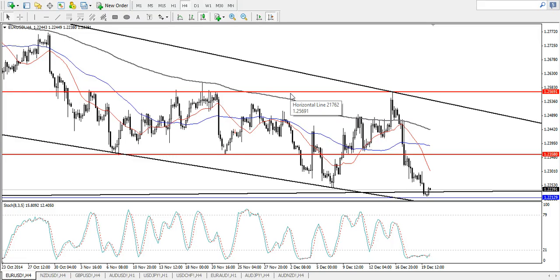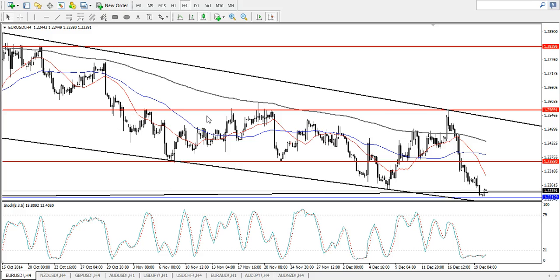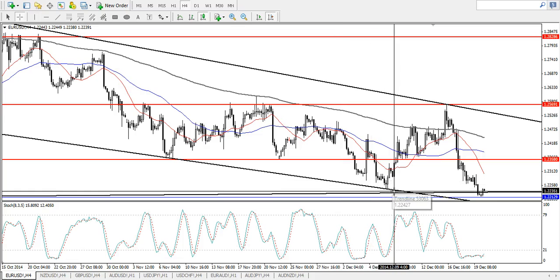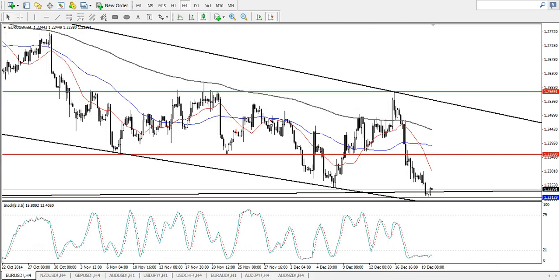So let's start off with the euro against the US dollar. This is the 4-hourly chart. There is a falling trend channel over here. As you can see, the price has touched the top of the falling trend channel, resisted, and fell all the way to the bottom, as low as 1.2218, breaking below the previous low at 1.2246.